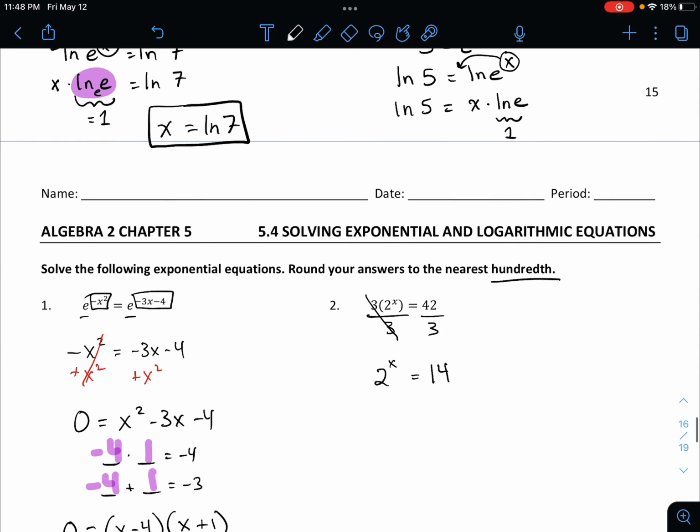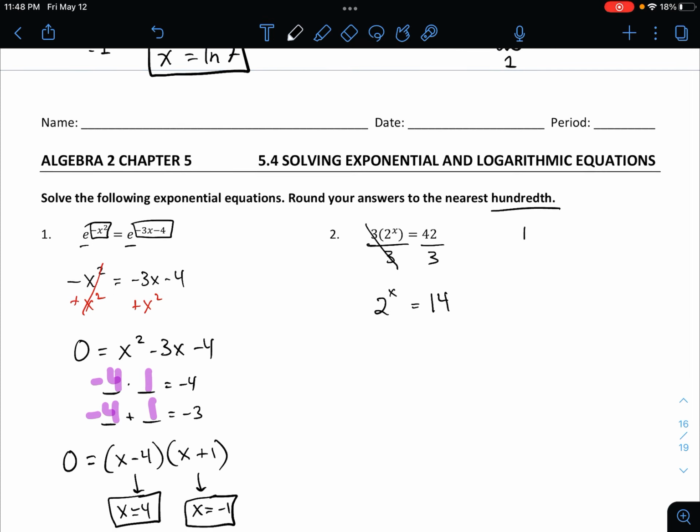When you choose what to do on both sides, yes, I could do log base 3 of 2 to the x power equals log base 3 of 14. I can take the same logarithm on both sides, but that's not going to help me. Why would I take the log base 3? Because 3 to what power is 14? I don't know. 3 to what power is 2? I don't know that either. So choose a base that's going to be helpful to you. Don't just pick a random one. In this case, 2 is going to be the base that you have to pick.